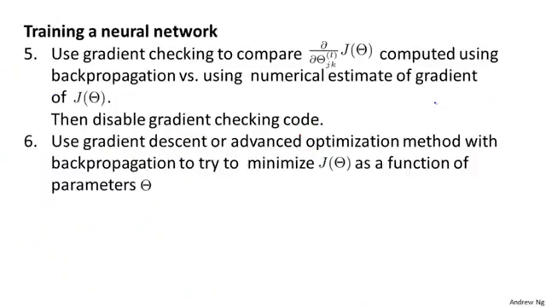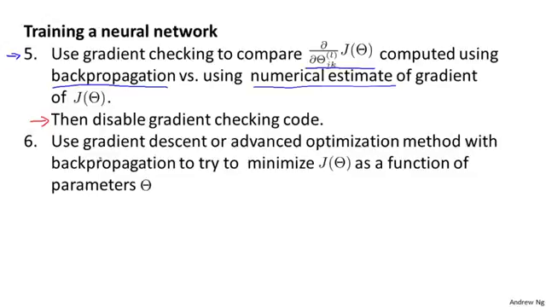Next, in step 5, what I do is use gradient checking to compare these partial derivative terms. So compare the versions computed using backpropagation versus the partial derivatives computed using numerical estimates of the derivatives. So do gradient checking to make sure that both of these give you very similar values. Having done gradient checking, this reassures us that our implementation of backpropagation is correct, and it is then very important that we disable gradient checking, because the gradient checking code is computationally very slow.